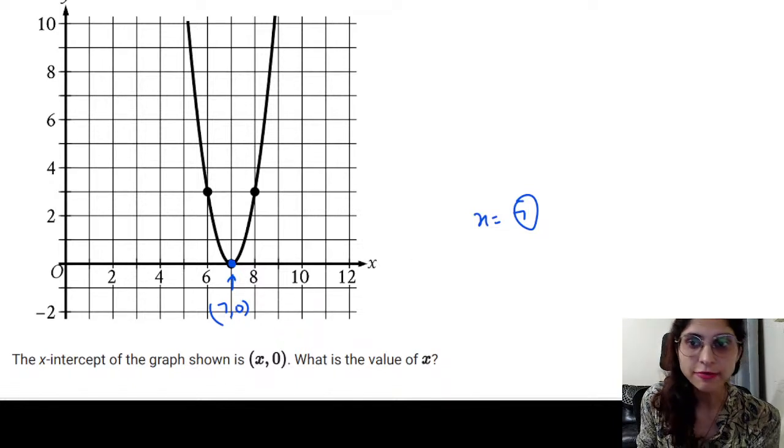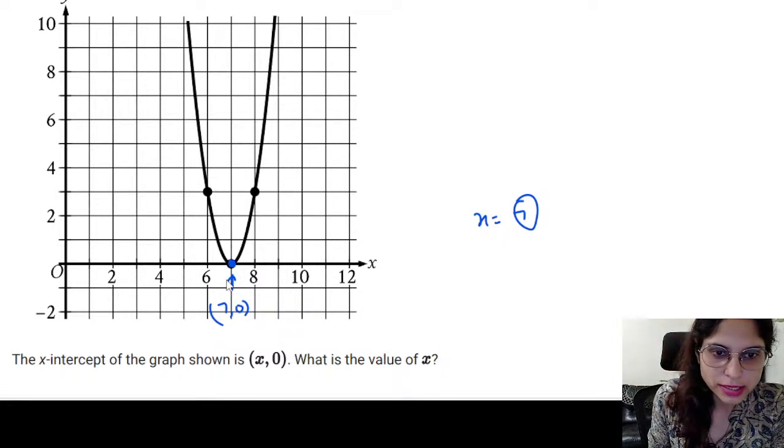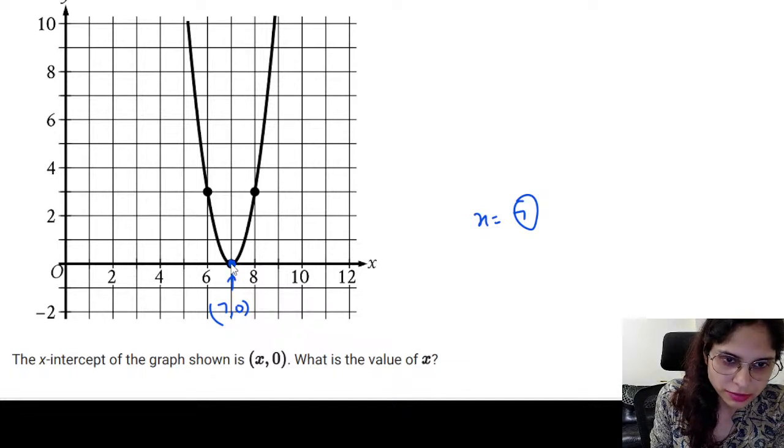X-intercept is where the graph touches the x-axis or crosses the x-axis. So over here this point is 7 comma 0. So the value of x is going to be 7, because this is between 6 and 8. So this point over here is 7. After 20, next question is 35.